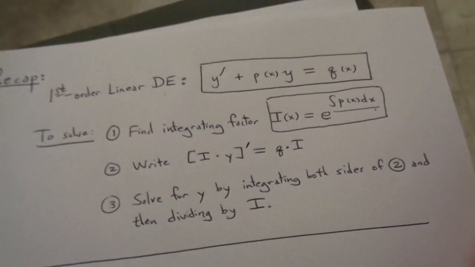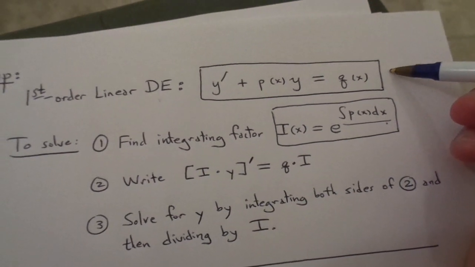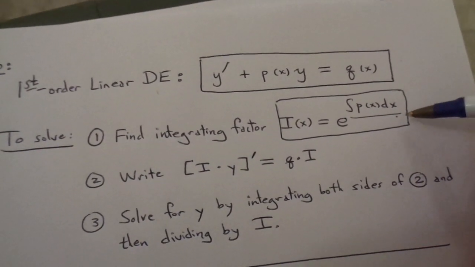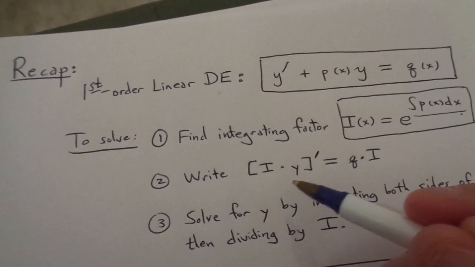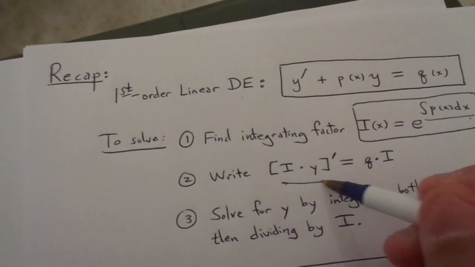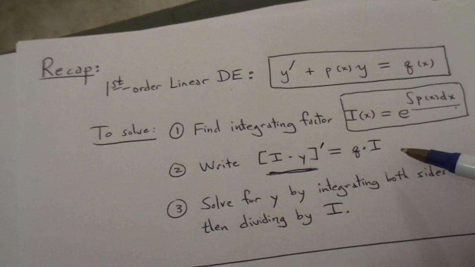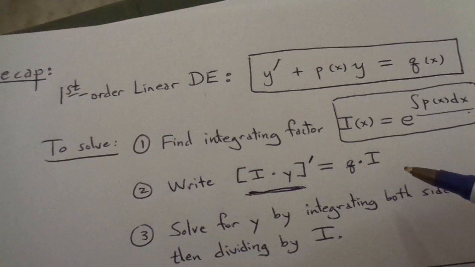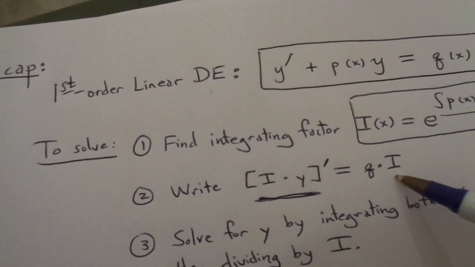If you take the original differential equation up here and you multiply it through by the integrating factor, the left-hand side is going to turn into just the product rule derivative of the integrating factor times y. So the derivative of that product. On the right-hand side, you will have multiplied through by the integrating factor, so you'll now have the original q(x) times I.